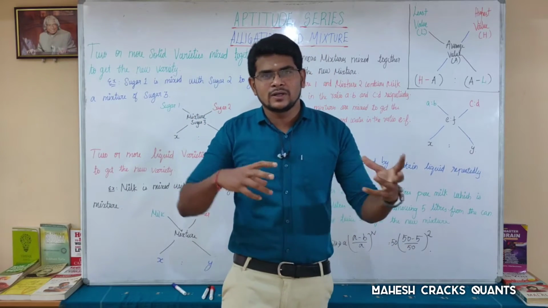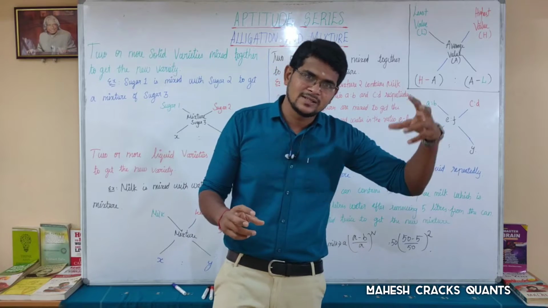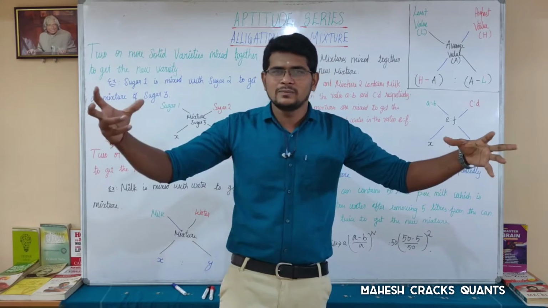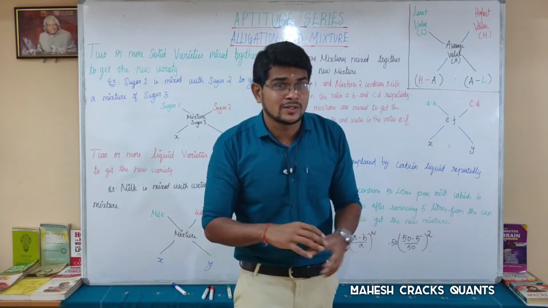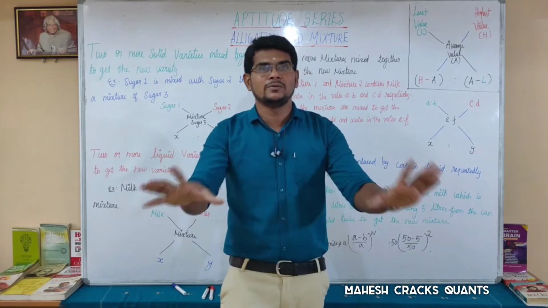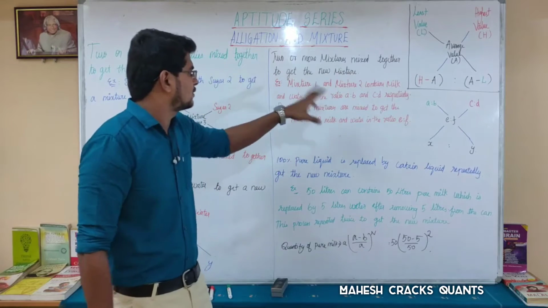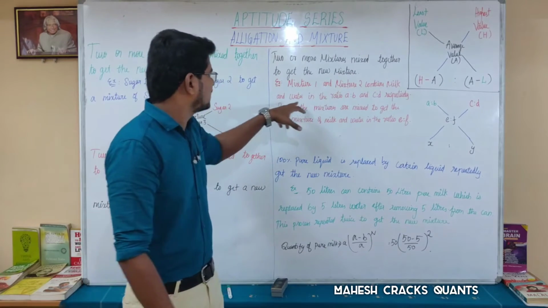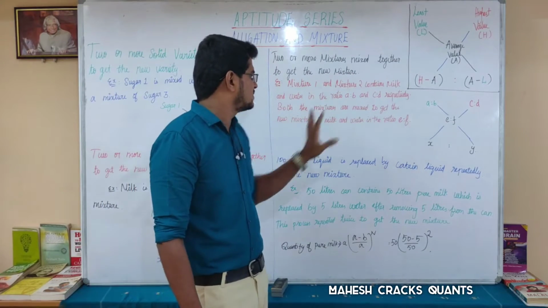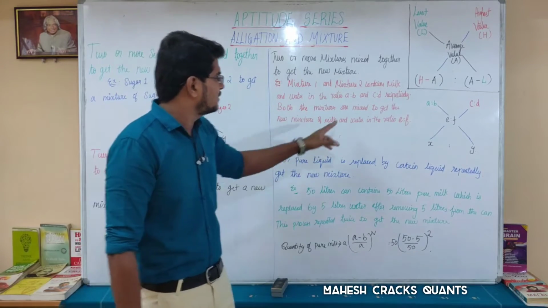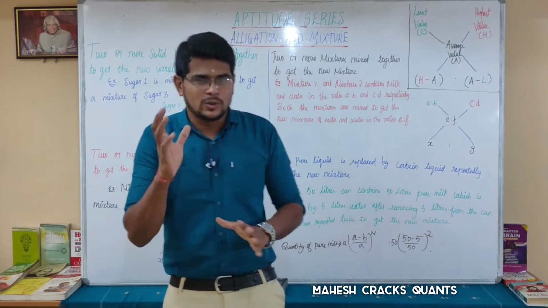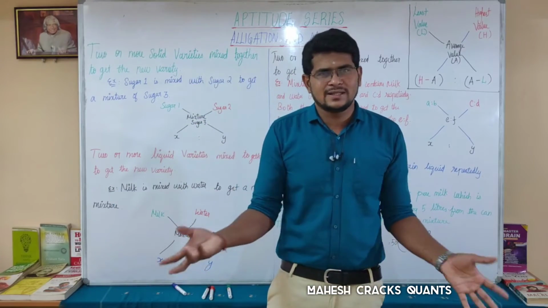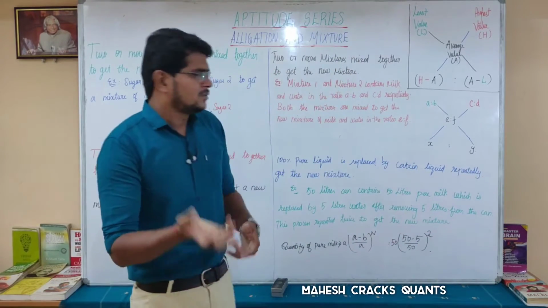For example, Arokya and Aavin. Arokya milk is mixed in some ratio, and Aavin milk is mixed in some other ratio. If you mix Aavin and Arokya milk together, you will get a new mixture. That kind of question will be solved. Mixture 1 and mixture 2 contain milk and water in the ratio a:b and c:d respectively. Both the mixtures are mixed to get a new mixture of milk and water in the ratio e:f. When you mix, you will get a different ratio. Am I right? Okay, done.